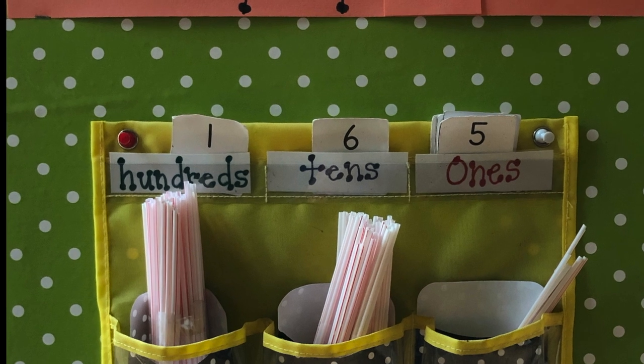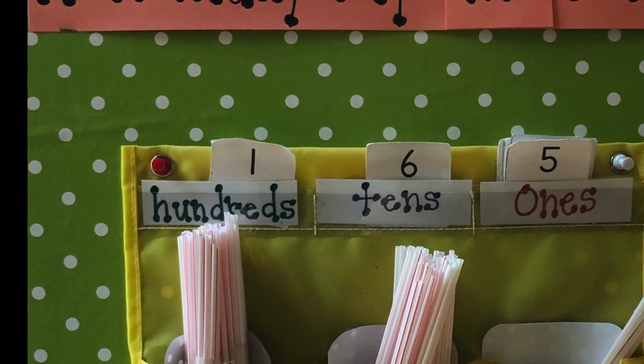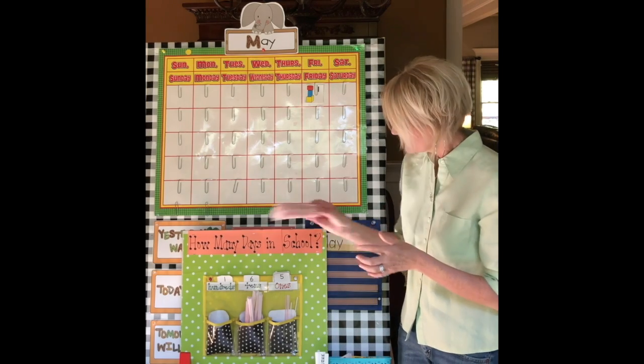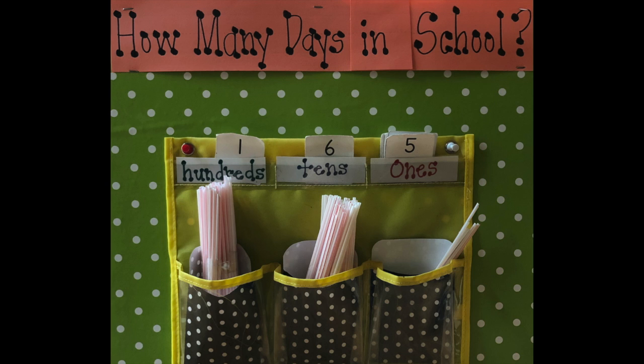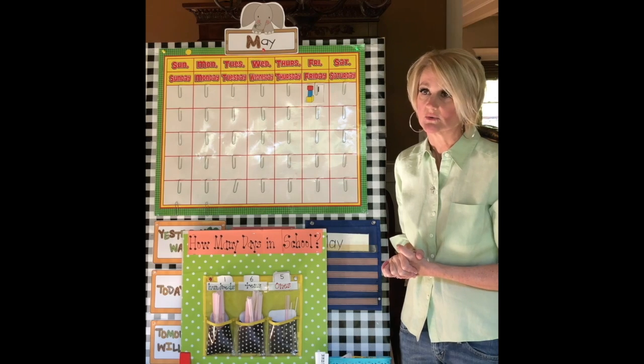Move next door to the hundreds place. How many groups of hundreds do I have? Yes, I have 1, just 1. So I have 165. We have gone to school 165 days. That's a lot of school.